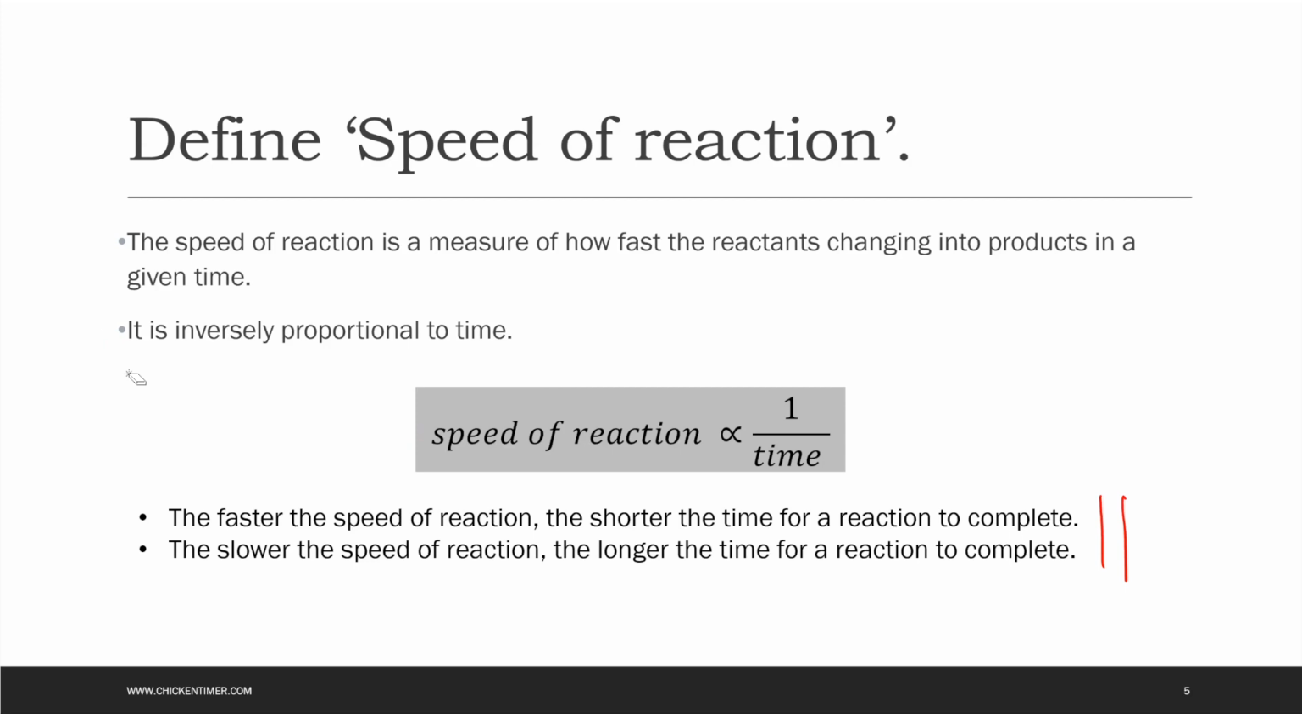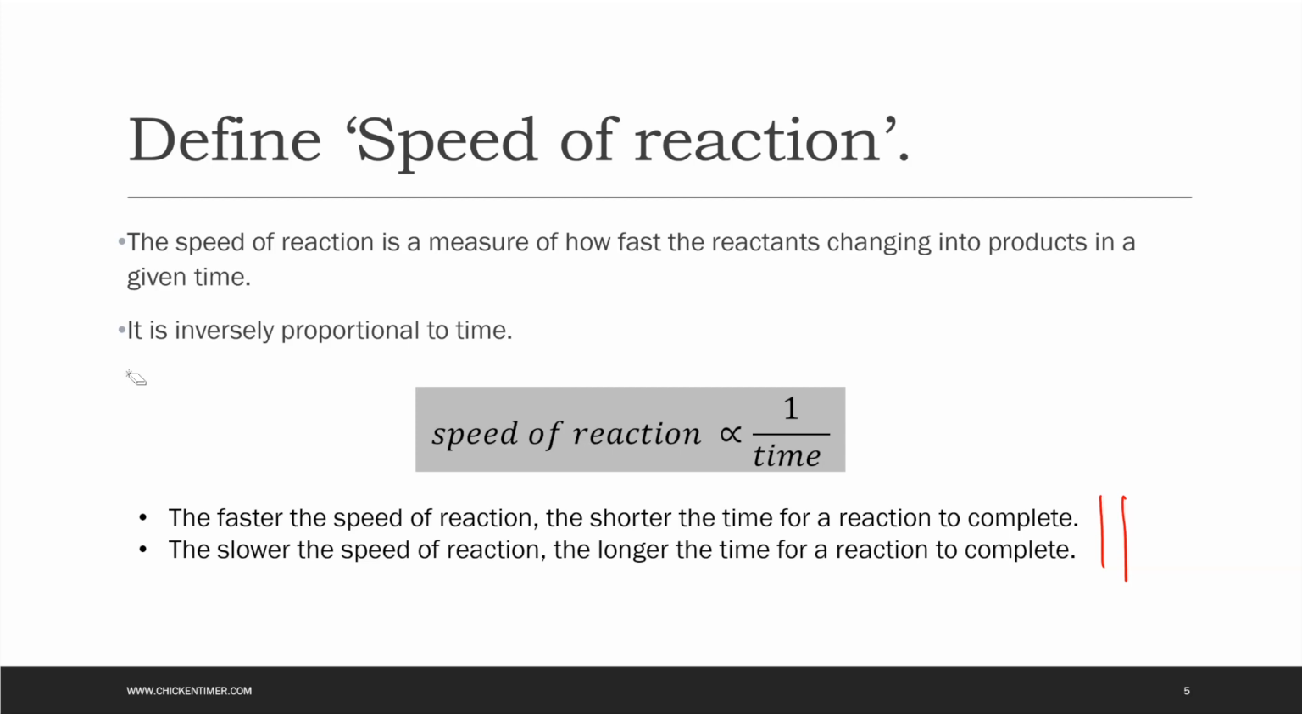Speed of reaction is a measure of how fast the reactant is changing into product. You might see other versions of definitions, but I've not seen them ask about the speed of reaction definition in a question, like part A, define speed of reaction. So we are quite safe to stick with one definition and know what it is. That is pretty much enough.